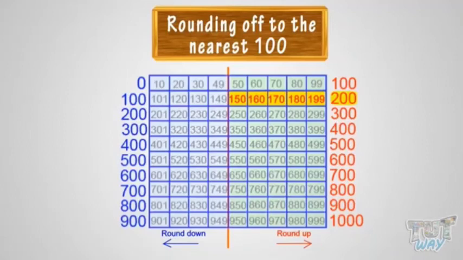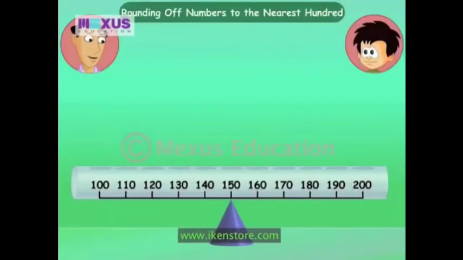So kids, we learned that in rounding off to nearest 100, we round the number to nearest 100 by rounding it down, if it's below or before the 50 mark, and round it up if it's above or after the 50 mark. This number line shows numbers from 100 to 200.